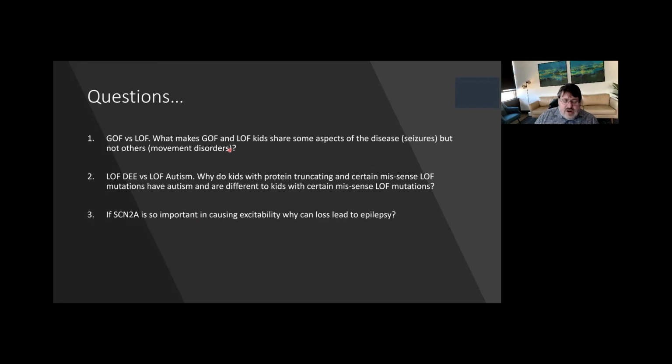And then the third and a really important question is, well, if SCN2A is so important in causing electrical activity and excitability, why does the removal of an excitatory component eventually lead to epilepsy? It's like saying, well, I've cut the cable to the accelerator in the car, but it goes faster than it did before. And that's a great puzzle to the science. And there's a few clues starting to emerge that might explain that.